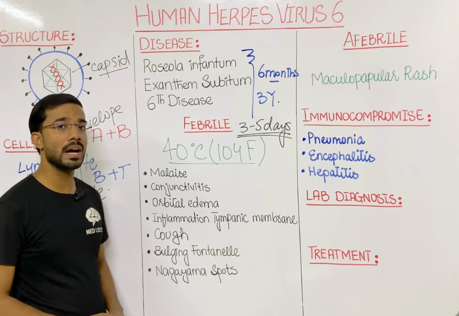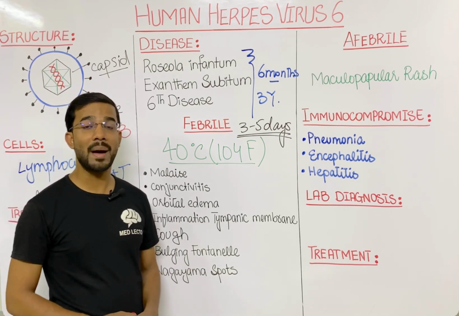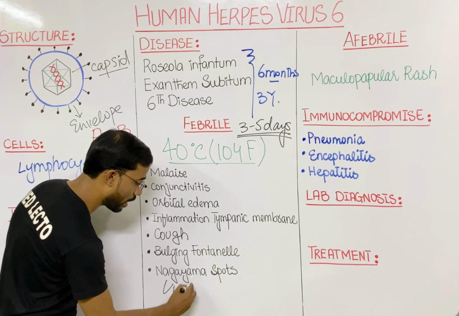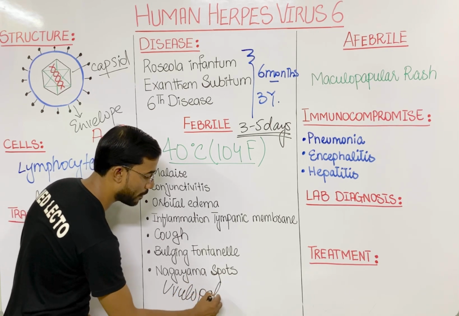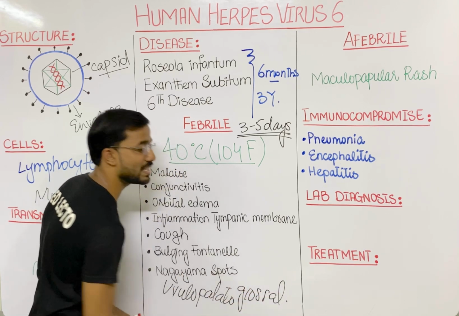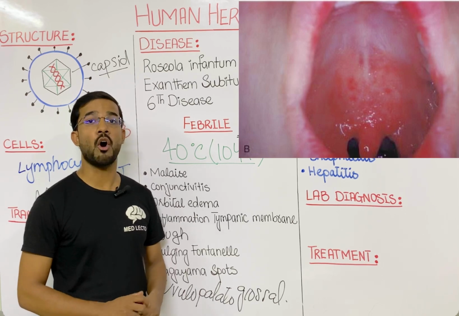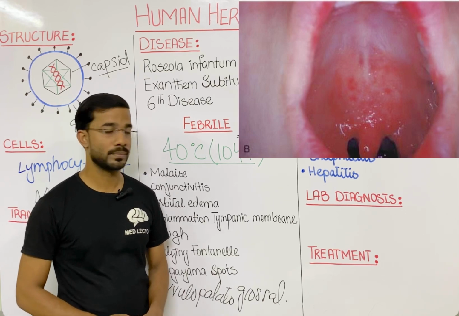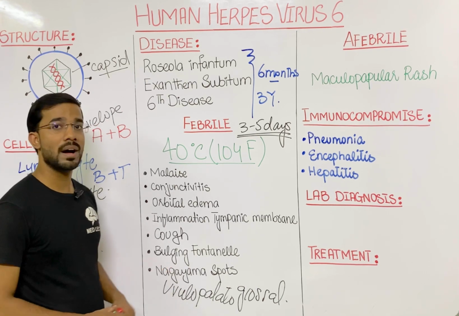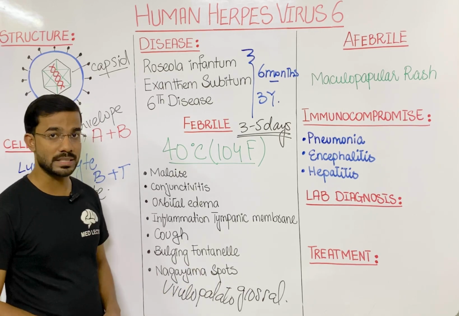And next is the Nagayama's spots. These are basically the uvulopalatoglossal spots. You will see the macular spots on the soft palate and the uvula. So that is the Nagayama's spots. Nagayama was a Japanese physician who described these spots.